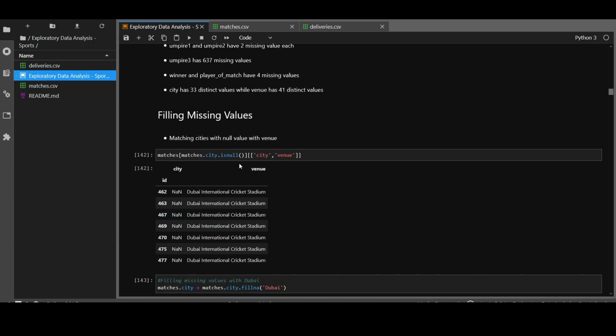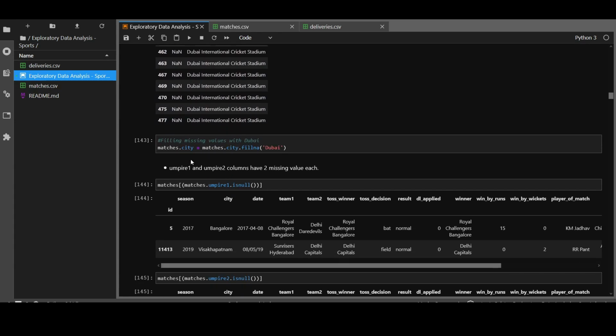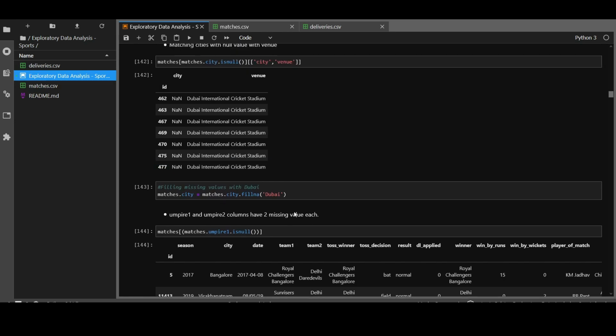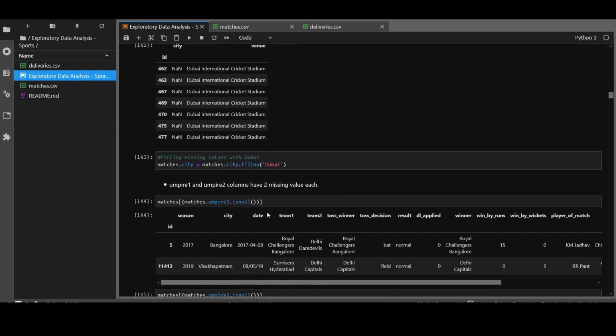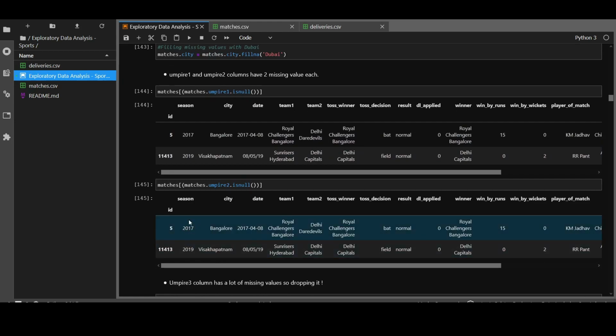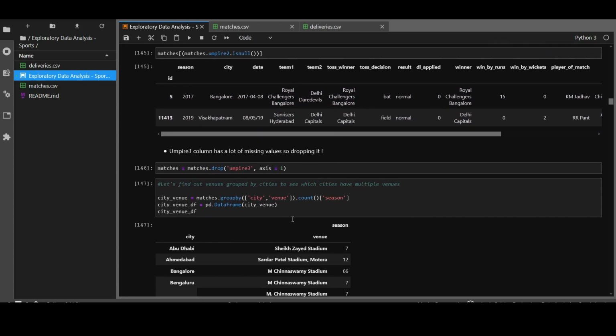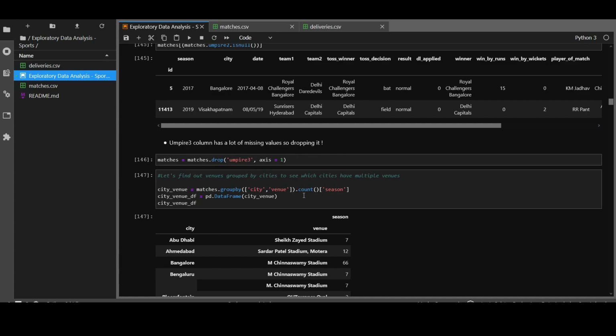Now we are filling the null values. We can fill the city null values using the venue, since we can correlate with that. The venue is Dubai, so we can place Dubai as the city, and we are filling those null values. Umpire 1 has this many null values, and umpire 2 has 2 null values. Umpire 3 has a lot of missing values, so we are dropping that. We don't need to deal with so many missing values.